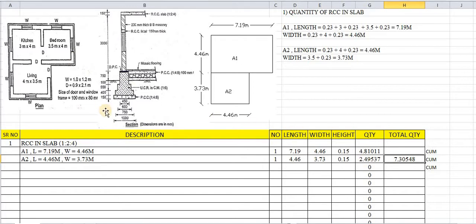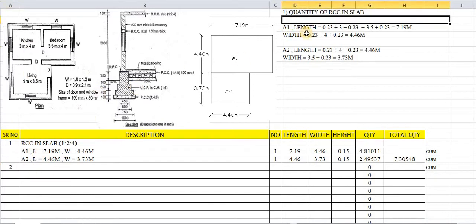So it is very simple to find out the quantity of RCC slab. In today's lectures we have seen how we have calculated the quantity of RCC slab. Next, we will also see in today's lectures the quantity of internal plasters. So we will find out the quantity of internal plaster.